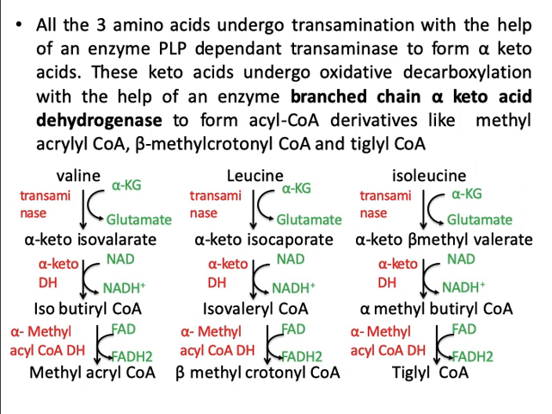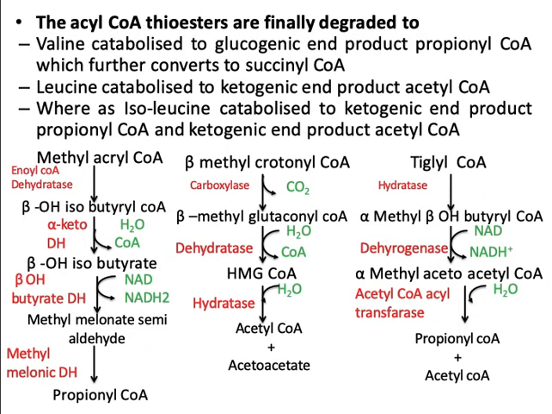So these branched chain amino acids, finally all the three, valine, leucine, isoleucine, convert to acyl-CoA derivatives like methyl-acryl-CoA, beta-methyl-crotonyl-CoA and tigyl-CoA. Coming to further fate of these branched chain amino acids, the acyl-CoA thioesters are finally degraded. The valine is finally catabolized to glucogenic end product propionyl-CoA, which further converts to succinyl-CoA and enters into glucogenic pathway.